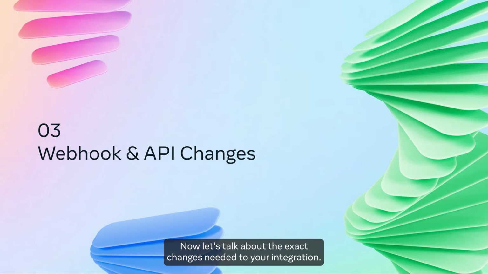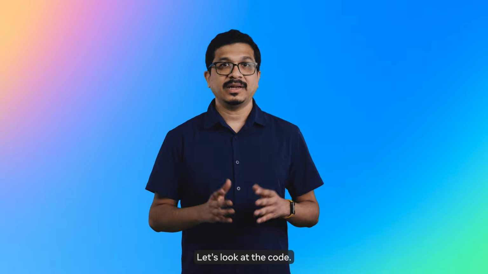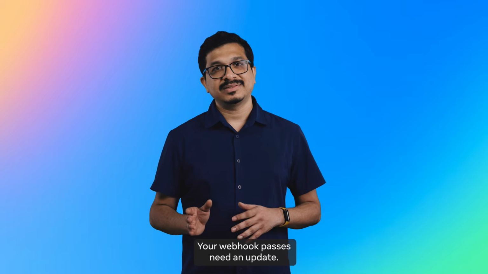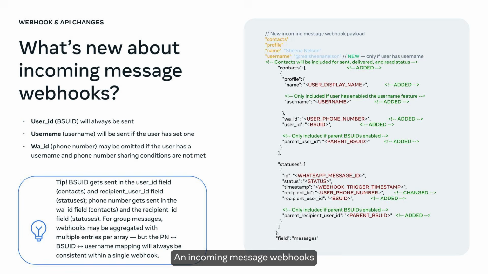Now let's talk about the exact changes needed to your integration. Let's look at the code. Your webhook parsers need an update. In incoming message webhooks, for user-initiated messages and user replies, the new user ID field contains the BSUID as of early April. Crucially, the WA ID field, which currently holds the phone number, may be omitted if the user has adopted a username and phone number sharing conditions are not met, which we will get into. You'll also see their username in the profile object if it has been set.